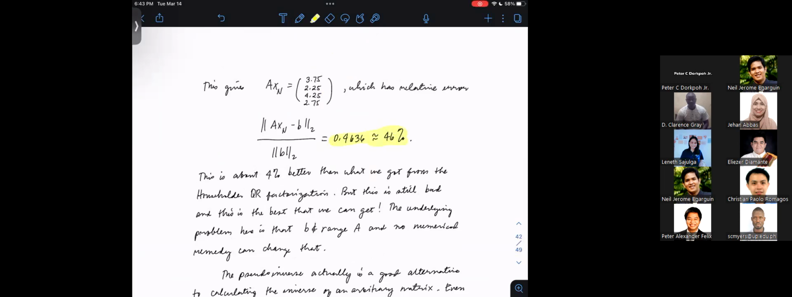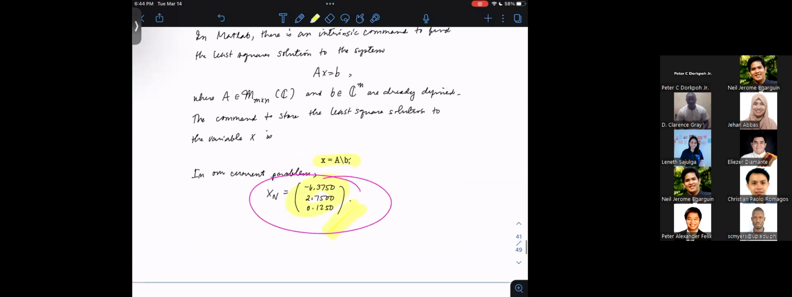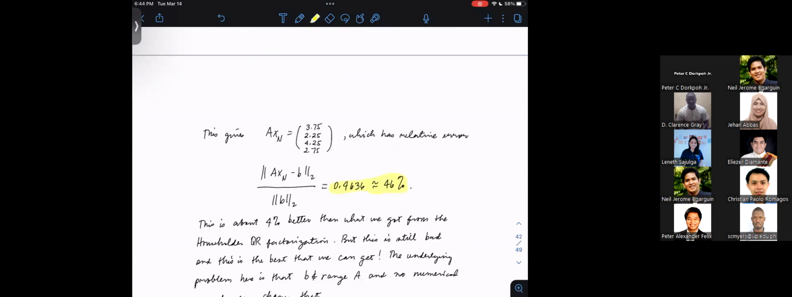And you see, it's not that far from the Householder solution that we got. Remember the relative error from the Householder QR factorization is a little over 50%. This guy is over 46%. So it's just a 4% difference, right? So the normal solution is very tied up to the concept of the pseudo inverse.